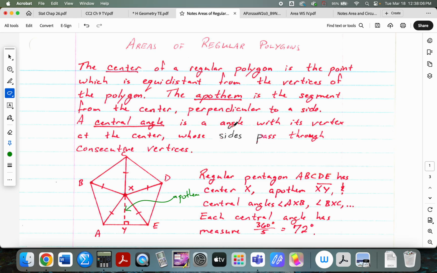And then a central angle is an angle with its vertex at its center whose sides pass through consecutive vertices. So any of these angles is a central angle. Note that because this is a regular polygon, all the central angles are going to be the same size.